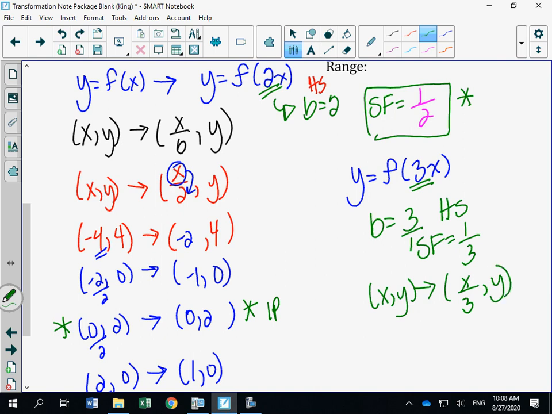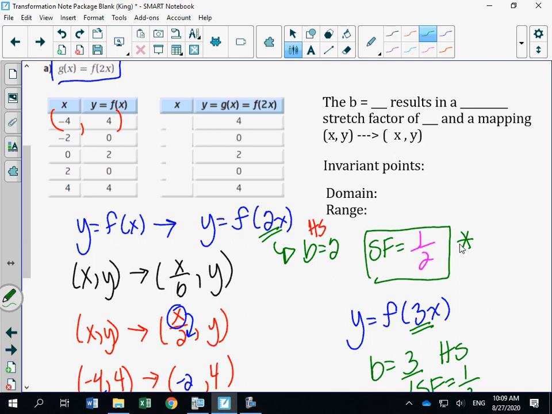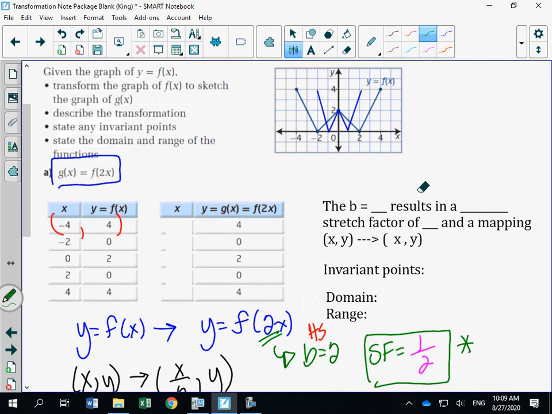So the b value tells you that it's a horizontal stretch, but the stretch factor is always the reciprocal. Okay? So again, the b value of 2 results in a horizontal stretch factor of 1/2, right? And (x, y) is going to be mapped to (x over b, y), which is (x over 2, y).